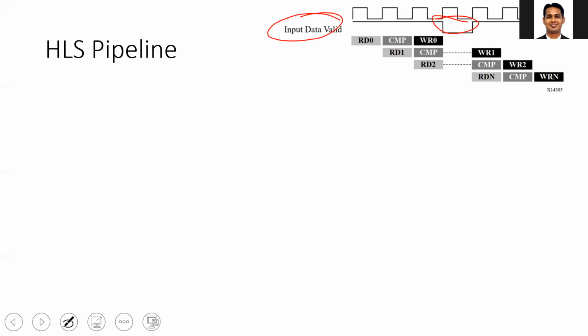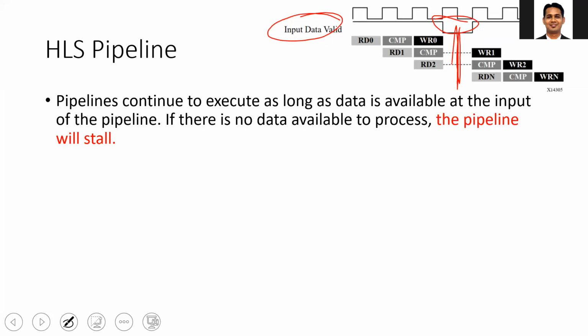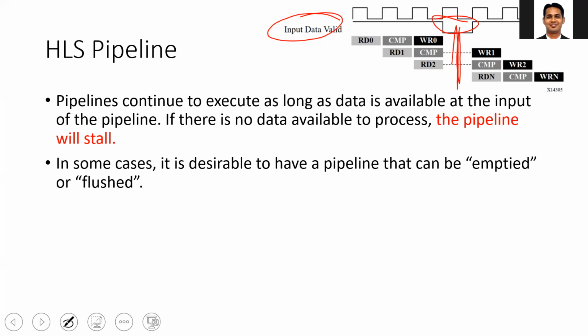When the input is not available, that means you don't have new data to process and the pipeline will get stalled. Okay, so you can see that during this time, no operation is happening here. So the pipeline continues to execute as long as the data is available at the input of the pipeline. If there is no data available to process, the pipeline will stall. In some cases, it is desirable to have a pipeline that can be emptied or flushed. Okay, so what I want is: input is not available, I should not stall. I should complete all the intermediate operations which are going on in the pipeline.